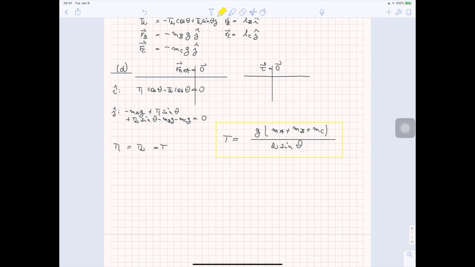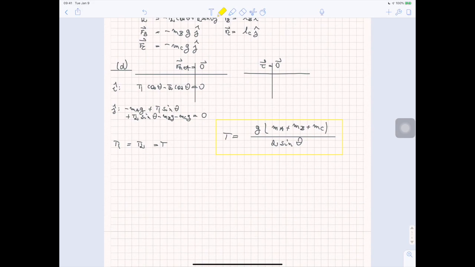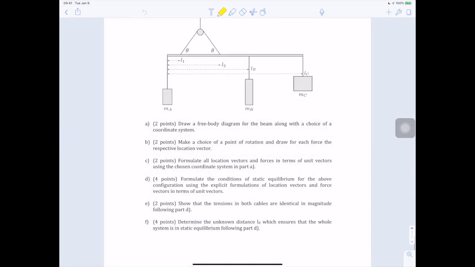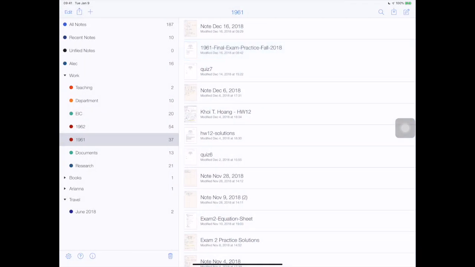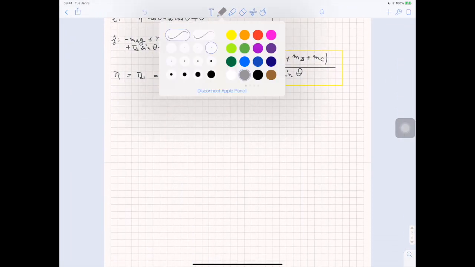Okay, all right, we're done with this now. Let me go back and read part D: formulate the conditions for the above using the identity and magnitude. We actually showed this already in part D, and determine the unknown distance. So now we have to do a little bit of work here. We have to calculate all torques.